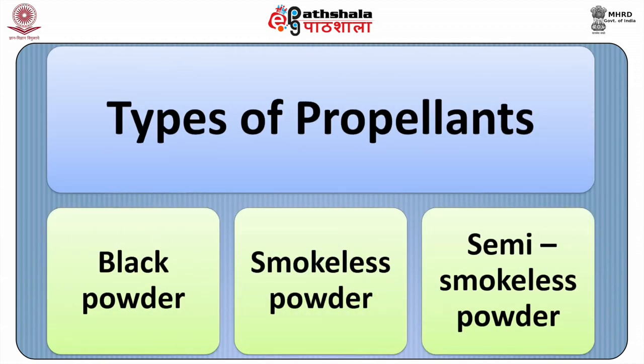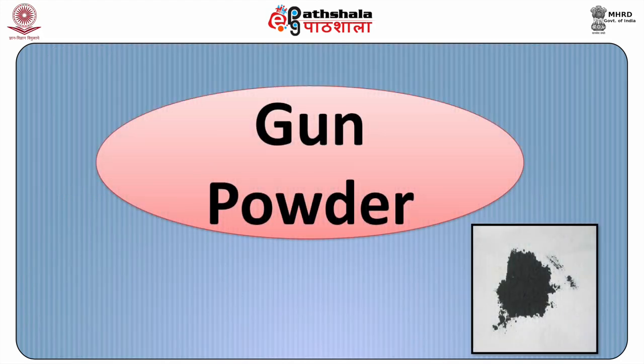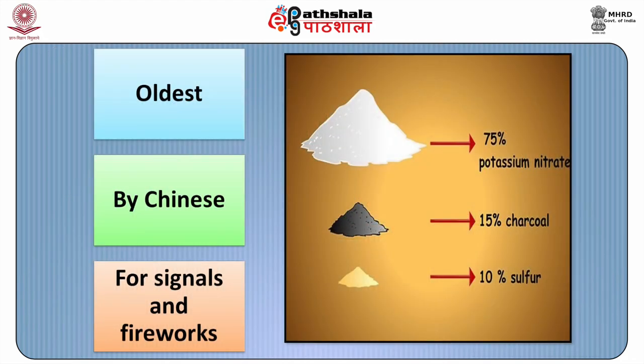There are three types of propellants that are used: gunpowder, which is also known as black powder, smokeless powder, and semi-smokeless powder. Now we will learn about these propellants in detail. First one is gunpowder. Gunpowder is the oldest recorded propellant and had been invented by the Chinese around the 10th century. It was used for giving signals and fireworks.